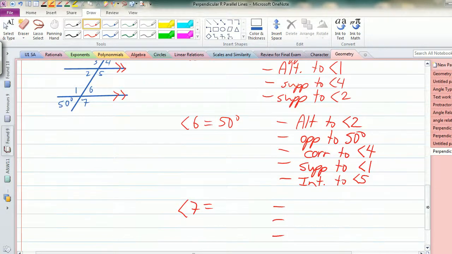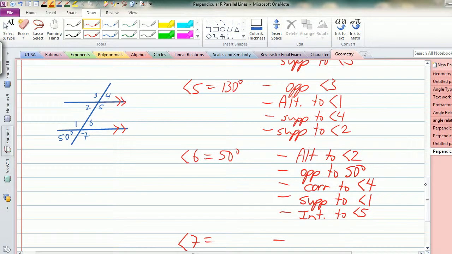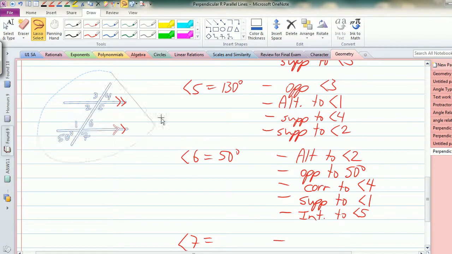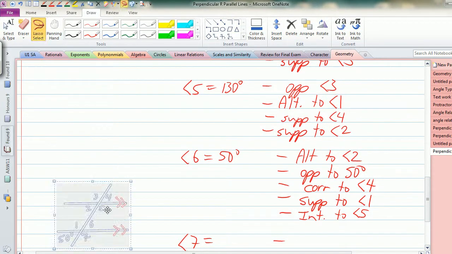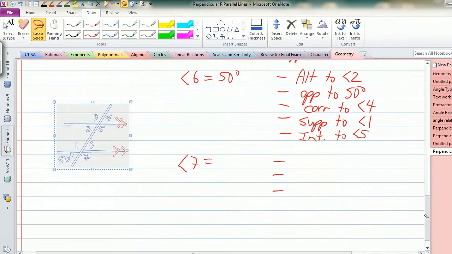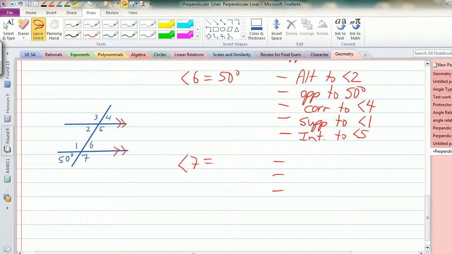4 reasons. Go for it. Okay, who's got some reasons? First of all, the value is 130 degrees. Miranda, why? Give me something. You've got to have one of the reasons.